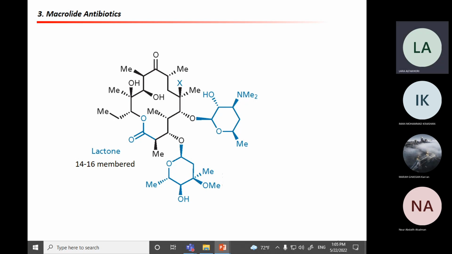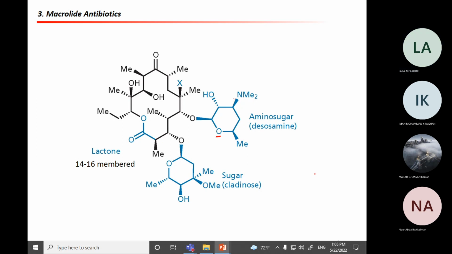But in terms of the structure, what combines them is a large cyclic structure that has amino sugars bound to it. The amino sugar is called desosamine, and as you can see, it's a cyclohexane in which one of its atoms is an oxygen. One of its hydroxyls is replaced with a dimethyl nitrogen, and the other sugar is called cladinose.